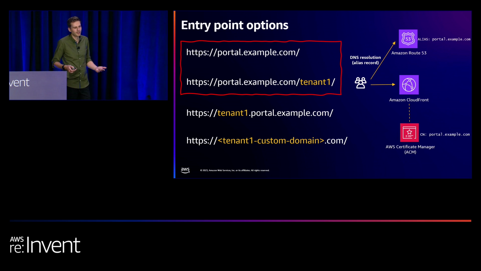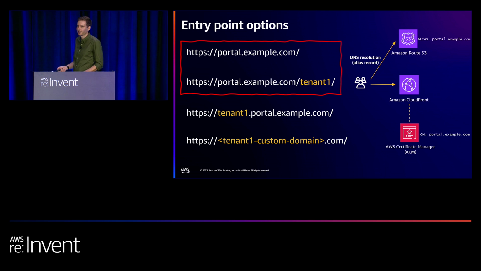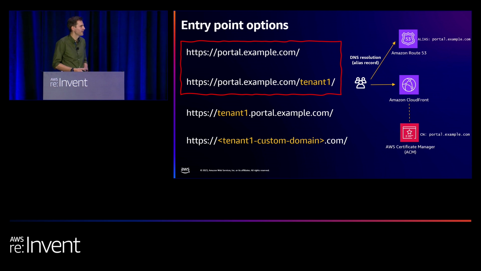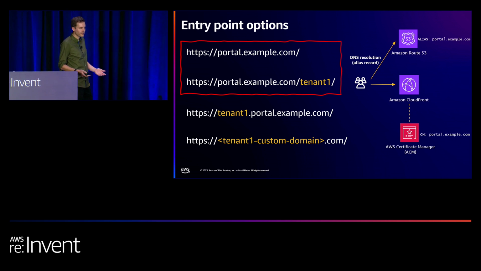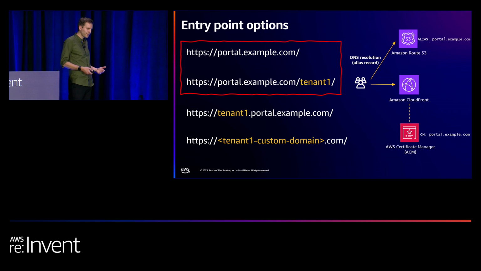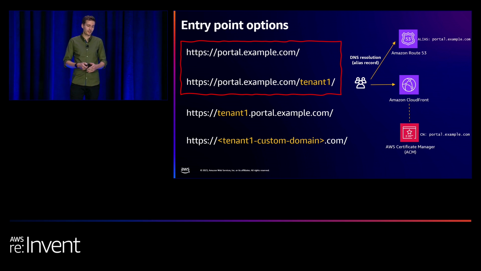Well, the first two are fairly straightforward. We could create a DNS entry inside of Route 53, an alias record that points to a CloudFront distribution. We then use a service called AWS Certificate Manager, or ACM, to issue a free public certificate and associate that to the CloudFront distribution.